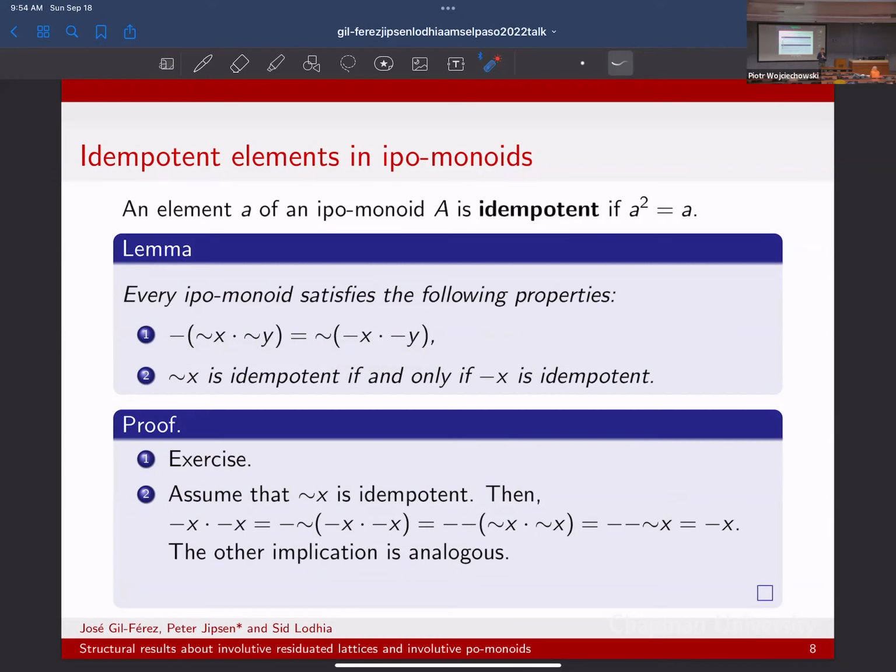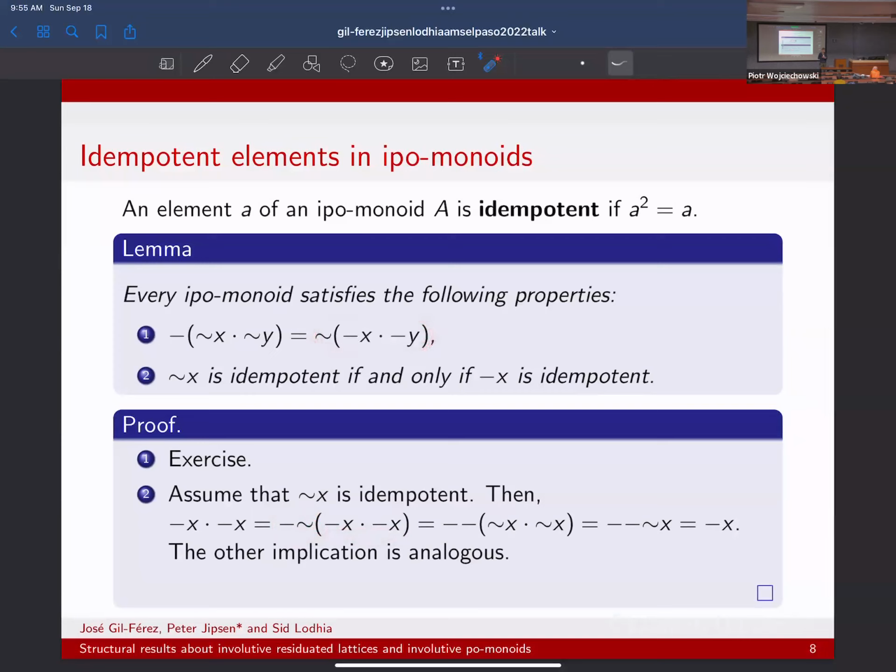The second property is that the idempotence of tilde x is equivalent to minus x being idempotent. For the first part, this is really a standard result. You could look in the book on residuated lattices. And for the second result, you can use part one in the middle here, and you just compute. You multiply minus x and minus x together. You put the minus tilde in front of it, and now you replace this tilde outside and two minus signs inside.